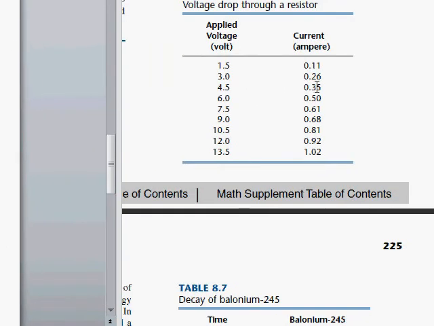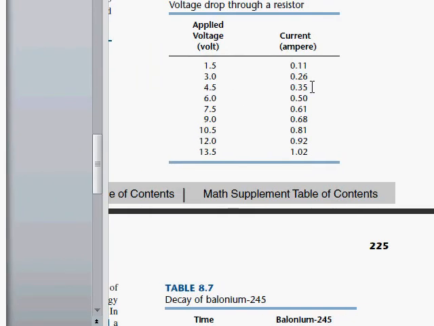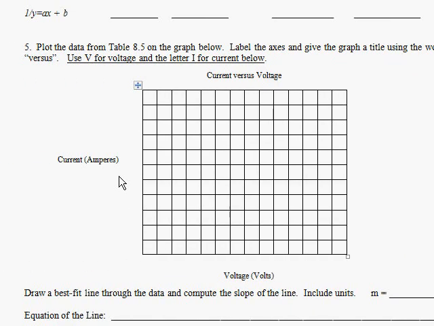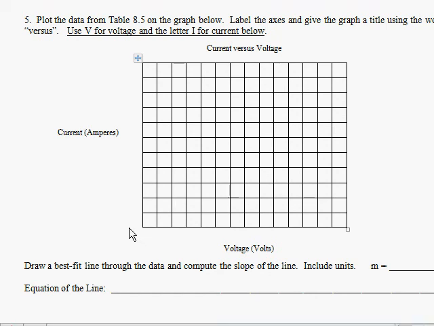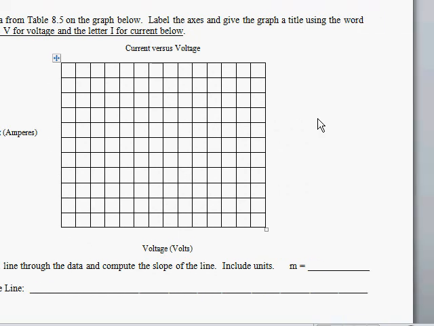In the same way, if you use a tenth of an ampere along this axis, it will scale out properly as well. So 0, 0.1, 0.2, 0.3, and of course you don't have to label every mark there. You can just do it every 5, like 0 and 0.5 and 1 amp.